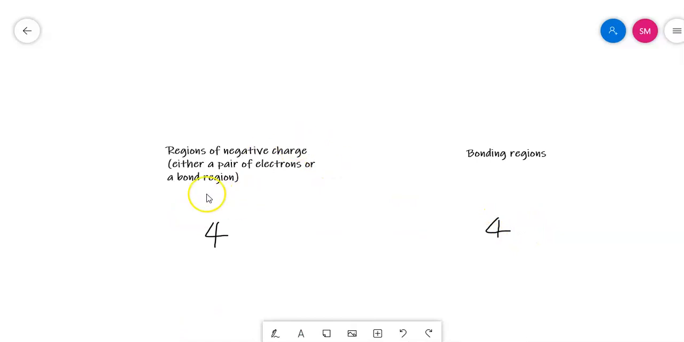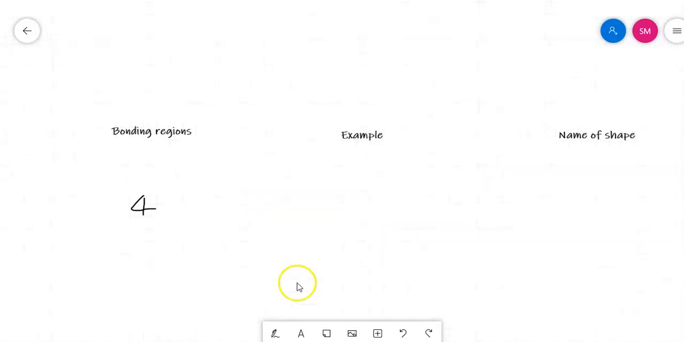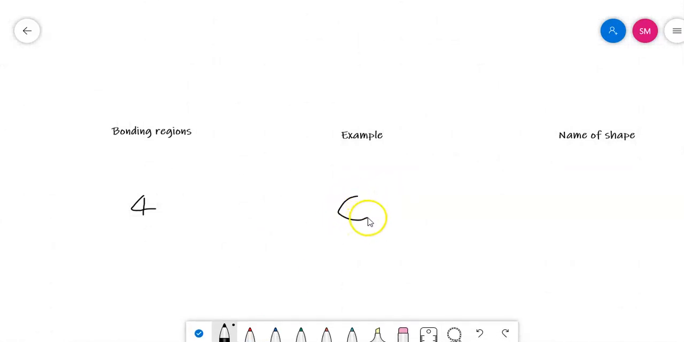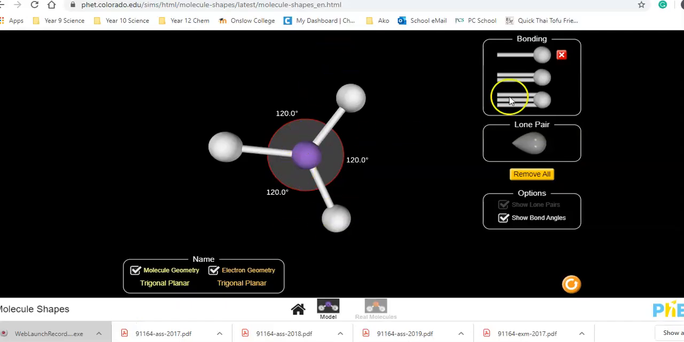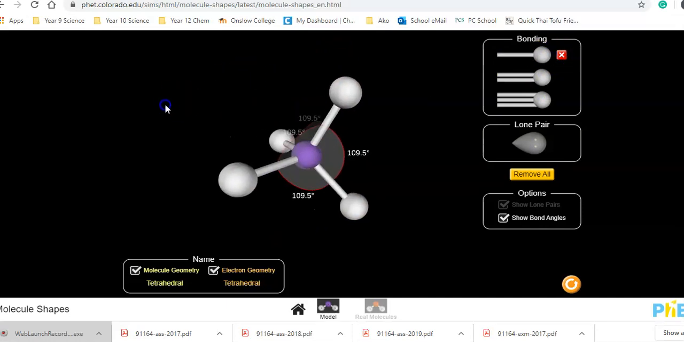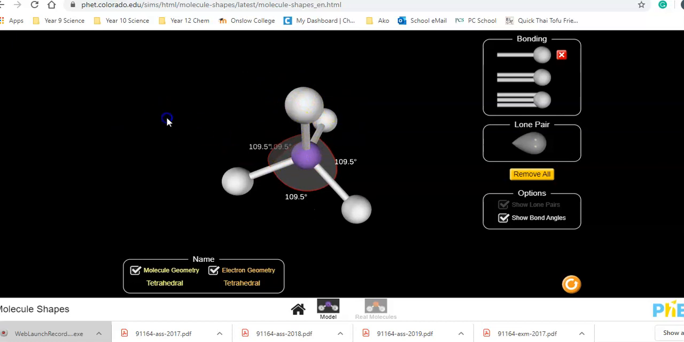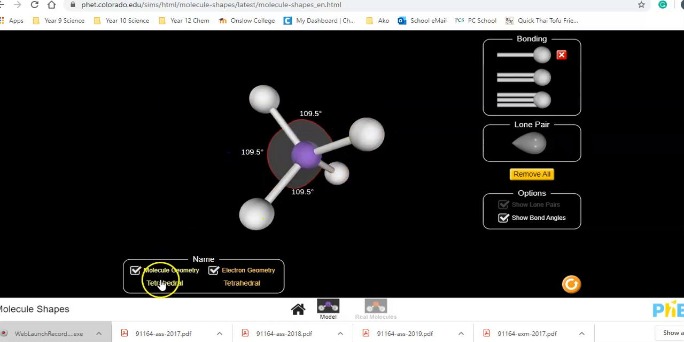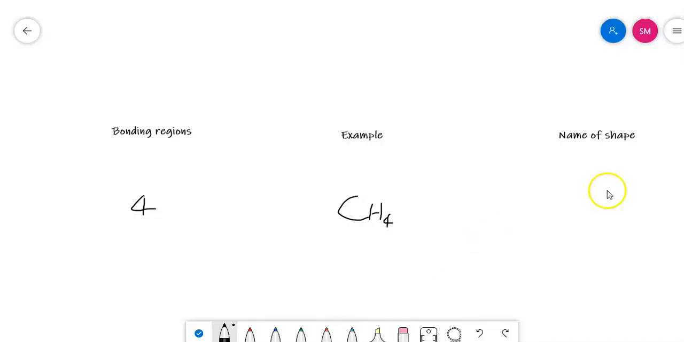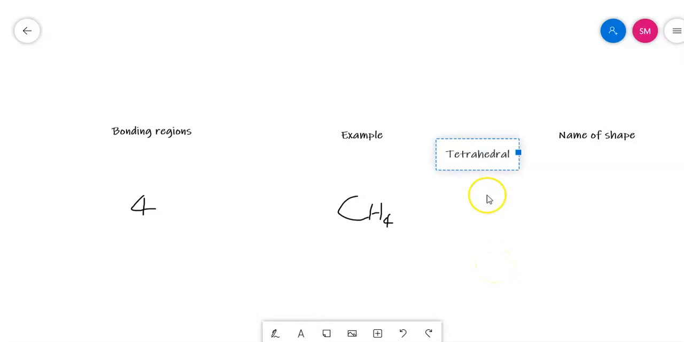An example of a molecule that has 4 regions of negative charge and 4 bonding regions is one that we've just looked at before, methane. So CH4. We've got 4 single bonds here. Carbon would be in the middle, hydrogens are on the outside. The name of this shape is called a tetrahedral shape. When you've got one central atom, 4 regions of negative charge, and all 4 of those regions of negative charge are bonding regions, that is what is called a tetrahedral shape. So the name of this shape is tetrahedral, like that.